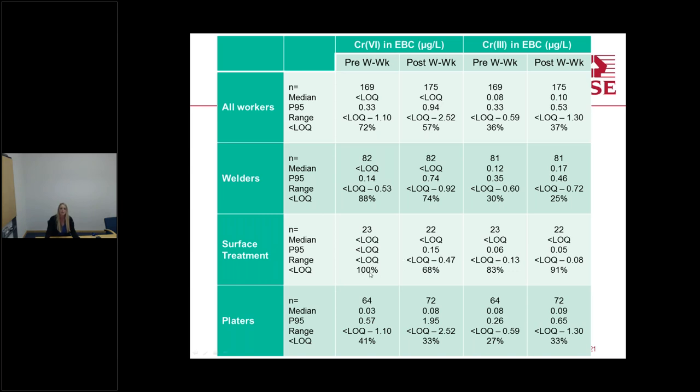You could see that in the pre-working week samples, 100% of those exhaled breath samples were less than the limit of quantification. And it wasn't that much better for the post-working week samples, or the chromium 3 in EBC for pre and post. Then the welders came somewhere in the middle. The amount of samples less than the LOQ in the welders was quite high for chromium 6, but quite low for chromium 3. Whereas for the platers, the amount of samples less than the LOQ was reasonably stable across both chrome 6 and chrome 3 for both pre and post.